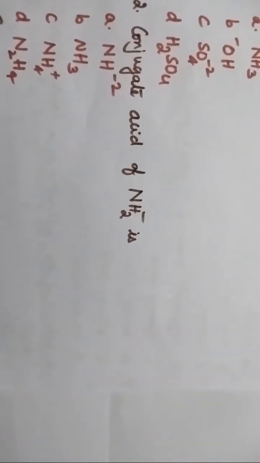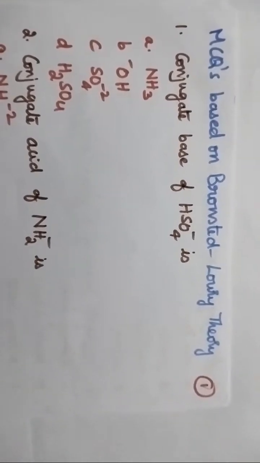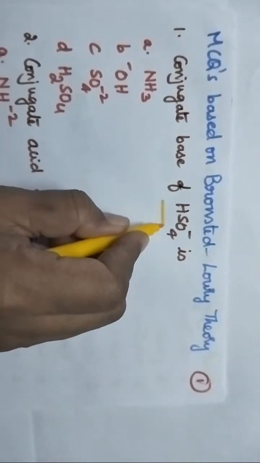Initially, let me discuss the multiple choice questions based upon the Bronsted and Lowry theory. So, carefully listen to me. First question: the conjugate base of HSO4 minus is. Identify the conjugate base of HSO4 minus and tell me your answer.